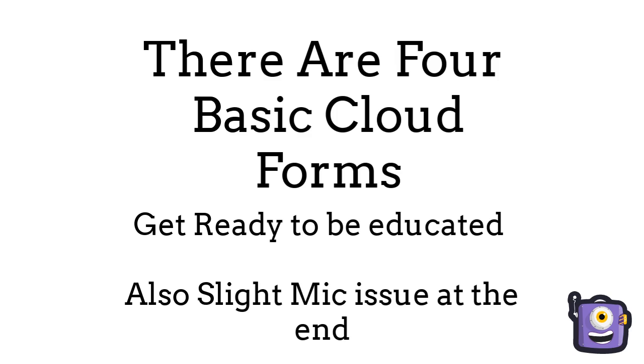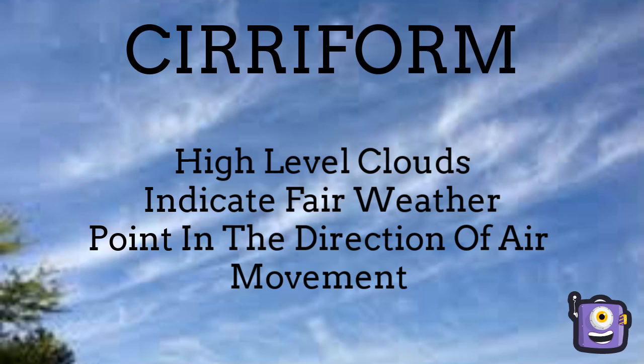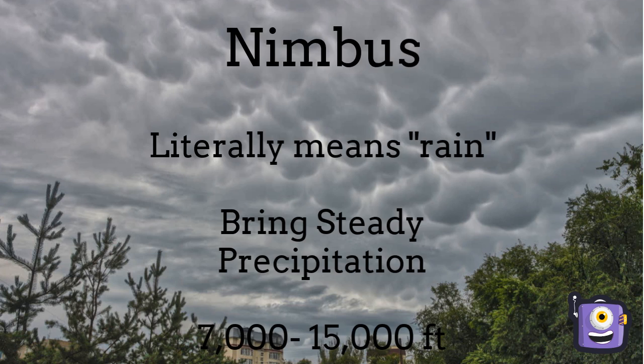Okay, so there are four basic cloud forms that one can observe in Earth's atmosphere. The first is the cirriform clouds. These are high-level clouds that form above 20,000 feet. They're usually composed of ice crystals. They generally occur in fair weather and point in the direction of the air movement in the atmosphere.